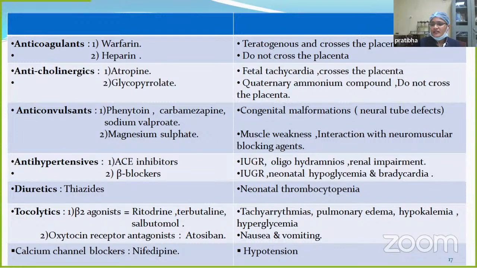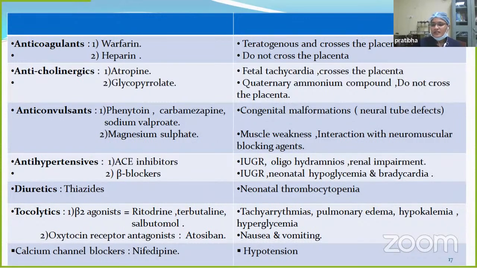And anticonvulsants like phenytoin, carbamazepine, sodium valproate, and magnesium sulfate. Phenytoin and carbamazepine cause congenital malformations like neural tube defects. Magnesium sulfate causes muscle weakness and interaction with neuromuscular blocking agents. And antihypertensives like ACE inhibitors cause growth retardation, oligohydramnios, and renal impairment. Beta blockers also cause intrauterine growth retardation, neonatal hypoglycemia, and bradycardia. And thiazide diuretics cause cytopenia.